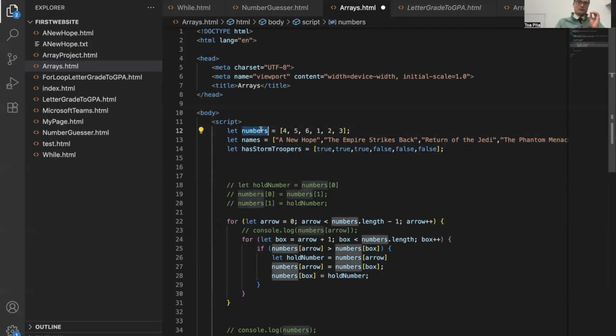But for now, I would just want you to know that if you want to store multiple pieces of information and you need them all to stay associated, one thing you could do is use parallel arrays and store the information parallel to another array.